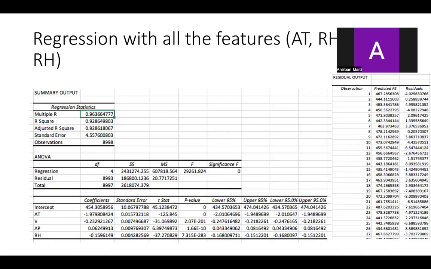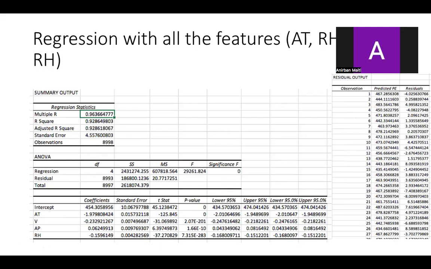But when I dug deeper, I also did some residual output, as you can see on the right-hand side corner. The variations are really close to the actual output. Based on the predicted PE and the residual value, you see the difference is very small, in a way that our predicted data is very close to the actual data from the actual output of the result.